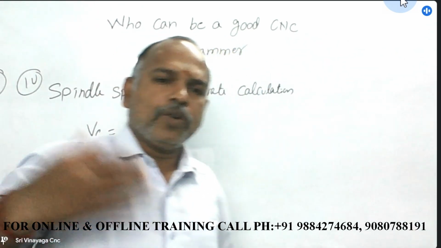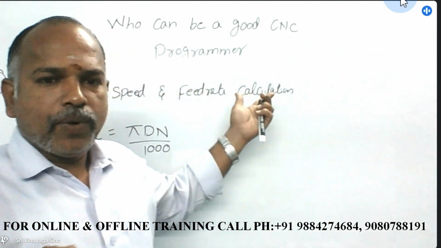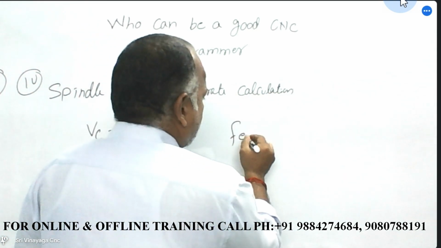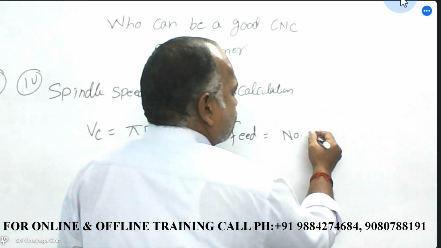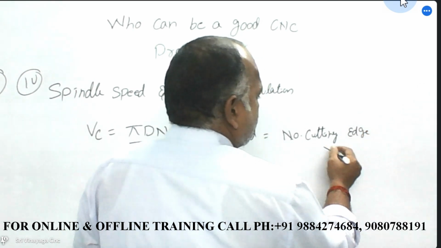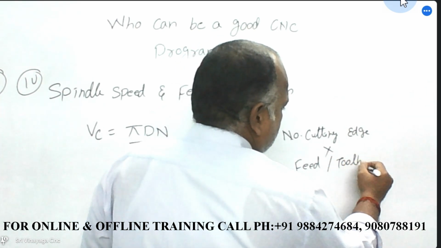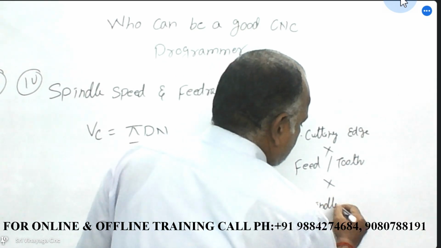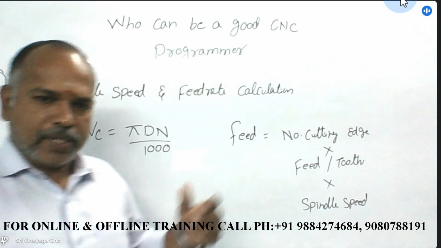Later, or in tomorrow's class, I will explain this formula. And for feed rate there is also a calculation: feed rate equals number of cutting edges into feed per tooth into spindle speed. Like this, the formula is there.